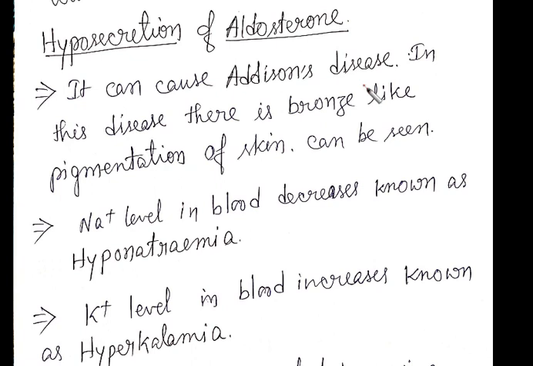Now next, what is the next effect of hyposecretion or less secretion of the aldosterone? See, the sodium level of the blood will go down. As just now we have studied, it is reducing the loss of the sodium. In case it is not present in optimum quantity, the sodium ion will be lost from our body, and that is called hyponatremia.